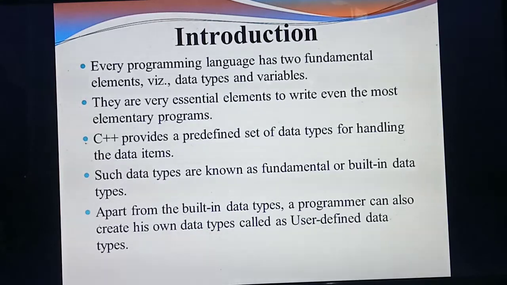Each and every programming language has two important fundamental elements. Not only C++, all programming languages have two main fundamental elements. What are the two elements? The first one is data type and the second one is variable. Important one more question. Please take your computer textbooks and mark it. What are the two important fundamental elements in a programming language? Data types as well as variables.